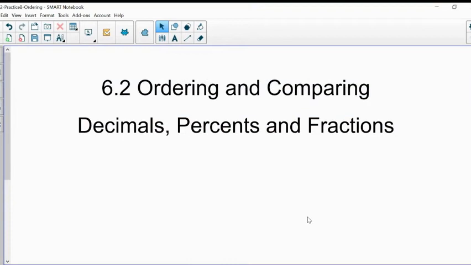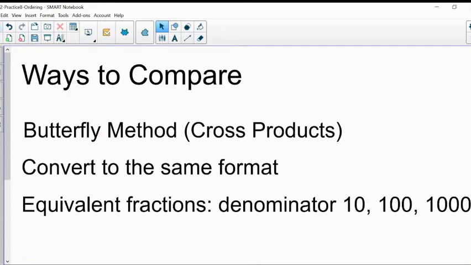Today we're going to talk about ordering and comparing decimals, percents, and fractions. Before we compare two different numbers, I want to go over three different things we can do.